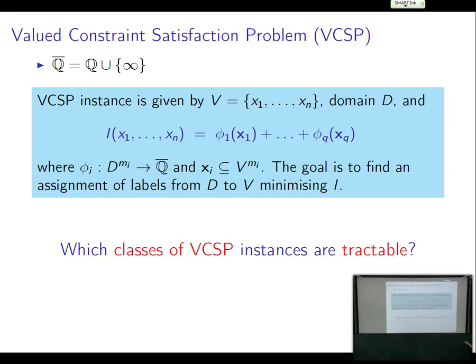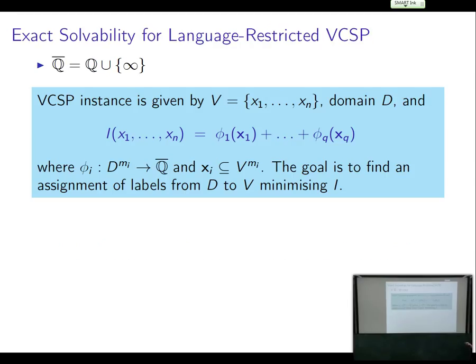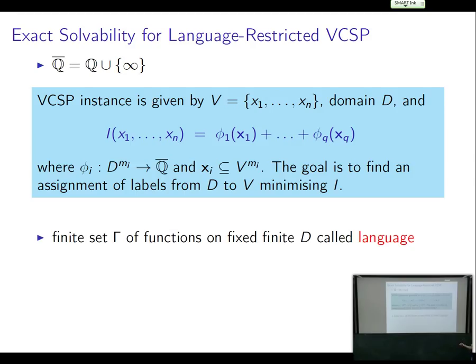And for which class of VCSPs I'll be interested in, I'll focus on perhaps the most natural restriction and the one that's been studied the most. That's when I restrict the types of functions you can have in the objective function. So these are often called the language-restricted VCSPs, because the standard terminology in this community is to call a set of functions on some fixed finite domain D a language, a constraint language.